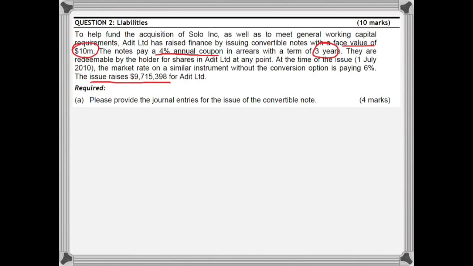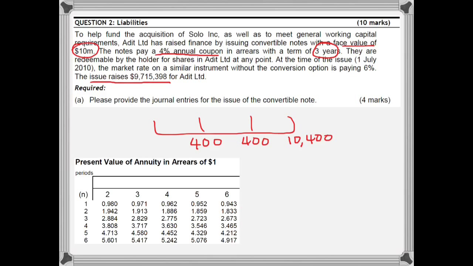So what we've got is a timeline where you have $400,000 being paid at the end of time 1, $400,000 being paid at the end of time 2, and $10,400,000 being paid at the end of time 3. So first of all, we have an annuity of $400,000 for 3 periods.